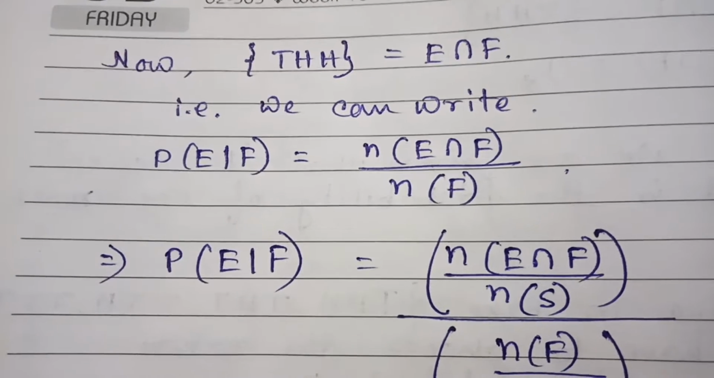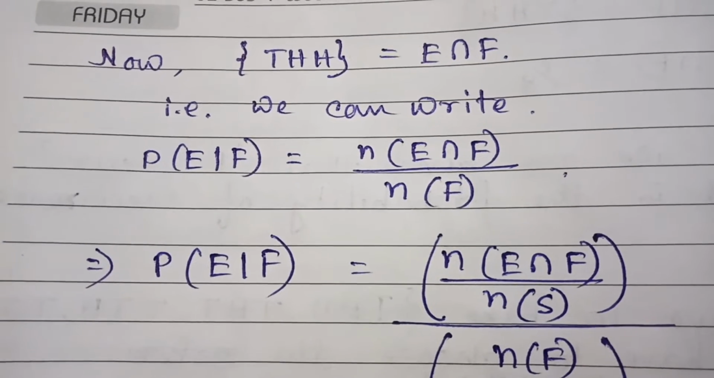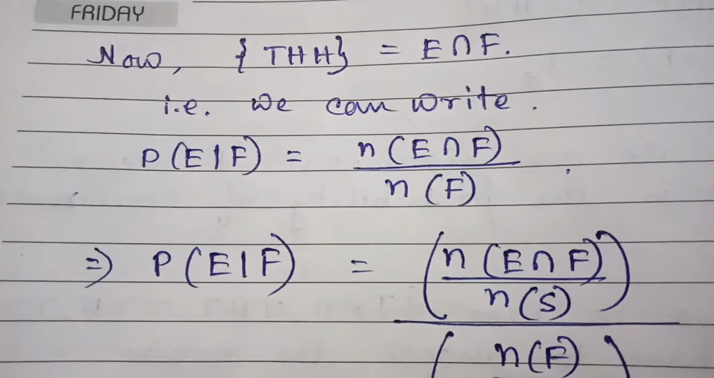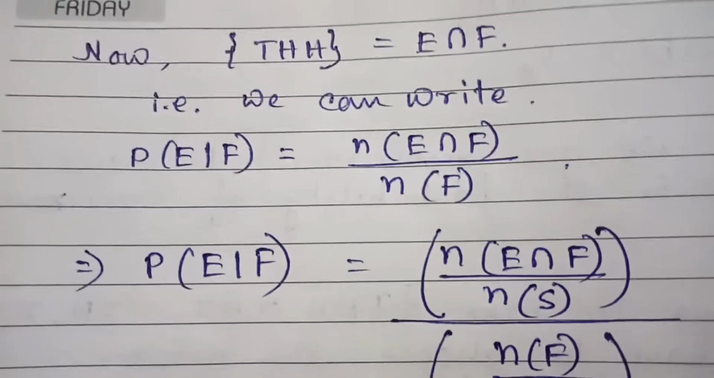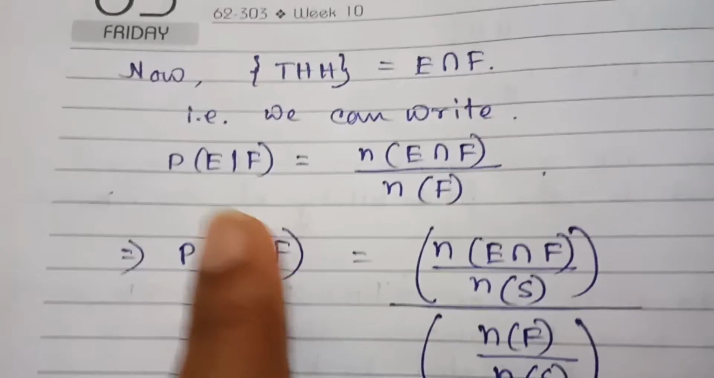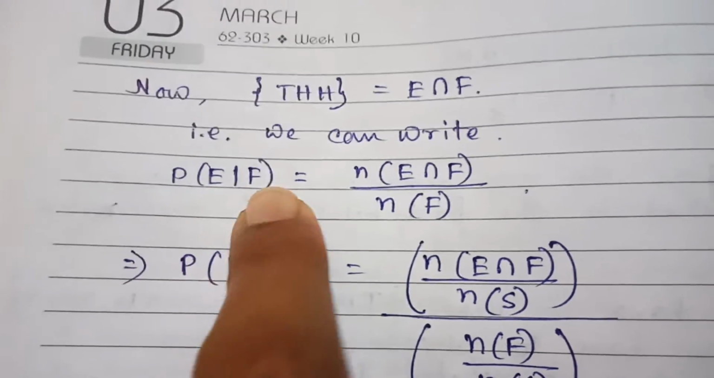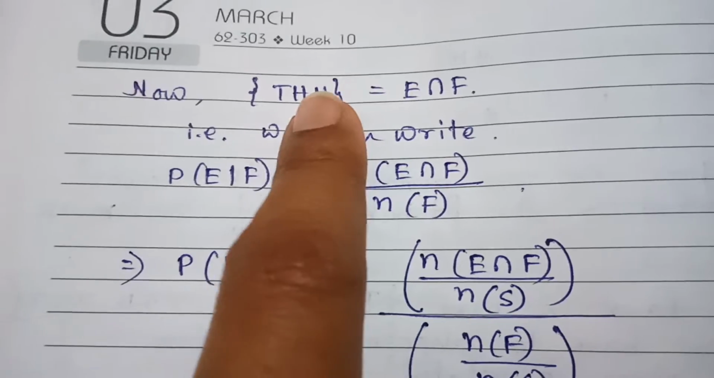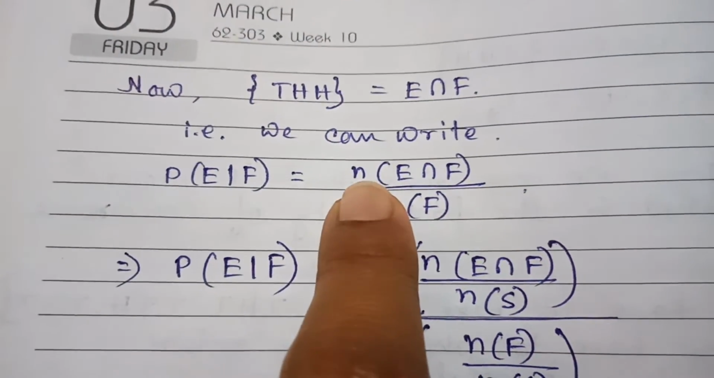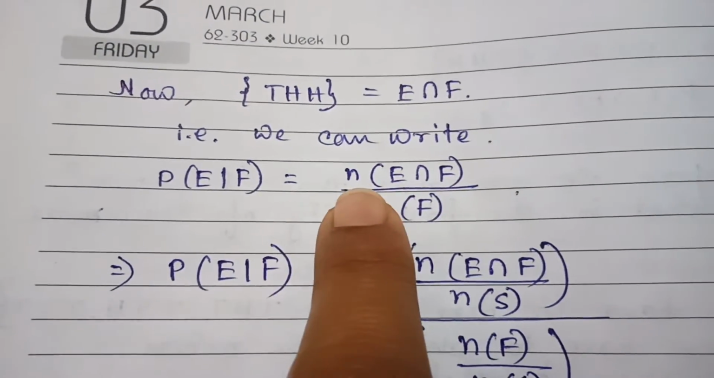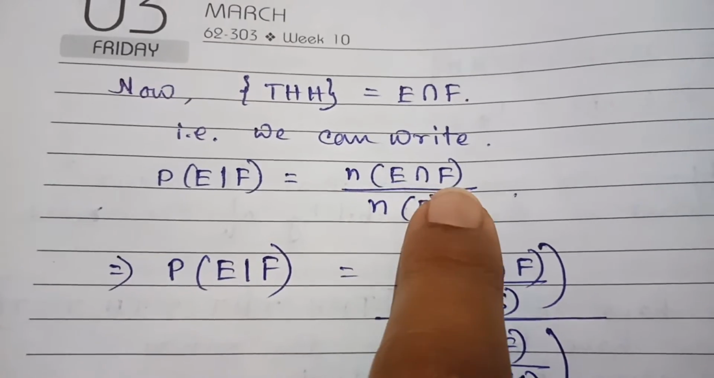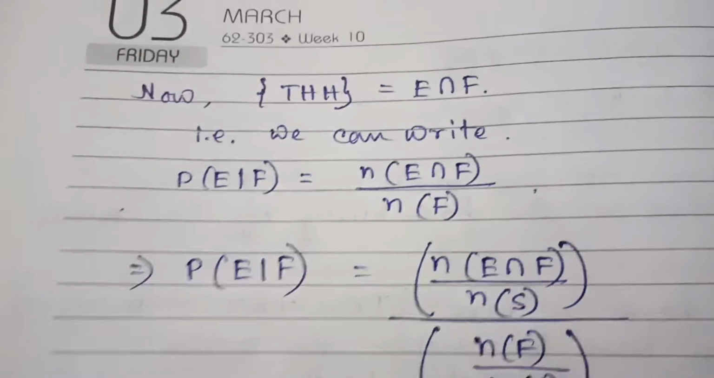Now, this THH is E intersection F. So we can write down that P of E given F equals one element, so 1 by 4 it was. That means n of E intersection F is equal to 1.